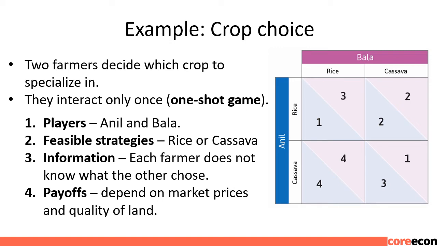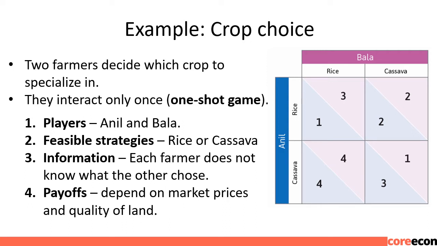Example, crop choice. Two farmers decide which crop to specialize in. They interact only once, one-shot game. The four components of the game are 1. Players in the game are Anil and Bala. 2. Feasible strategies. Each farmer has two strategies to choose from, to plant rice or cassava. 3. Information. Each farmer does not know what the other chose. 4. Payoffs. Depend on market prices and quality of land.